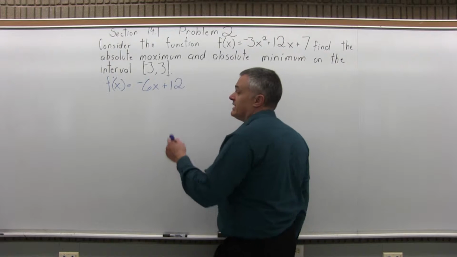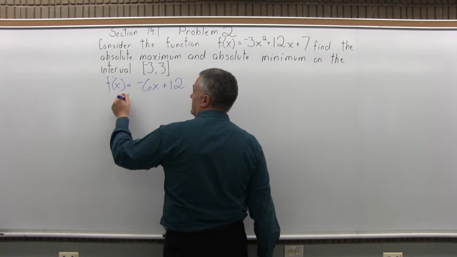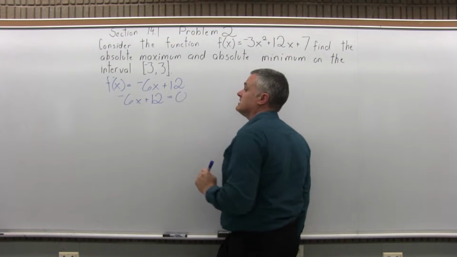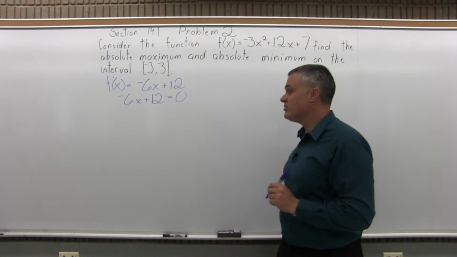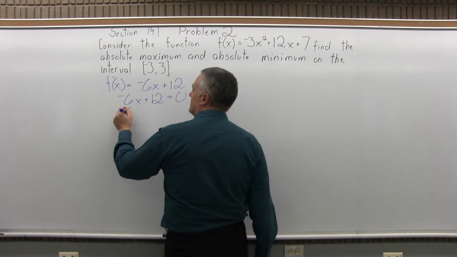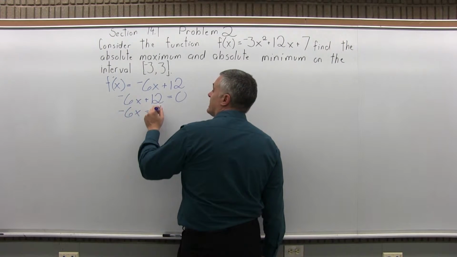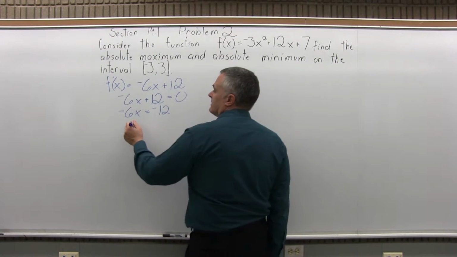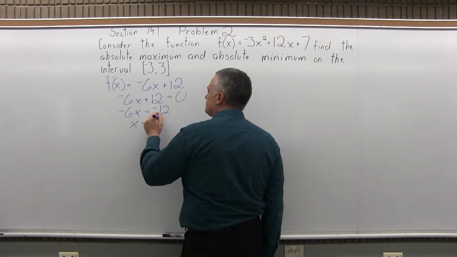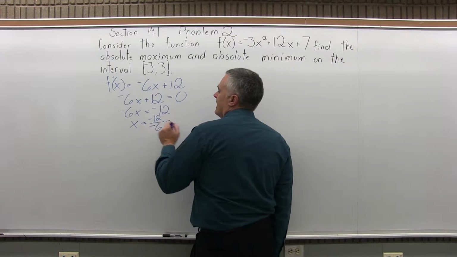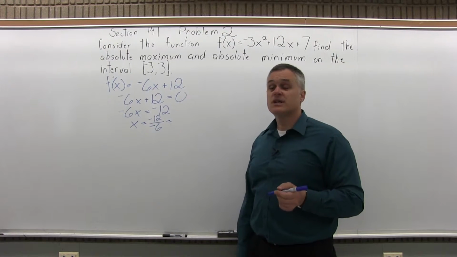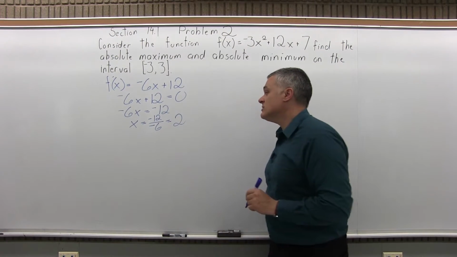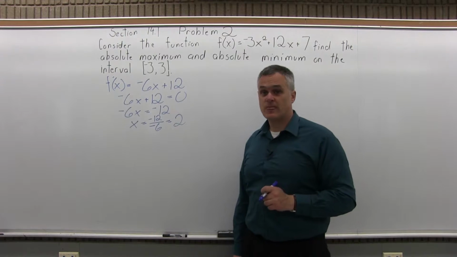So step 2 is set this equal to 0. So I'll have negative 6x plus 12 equals 0. That's an easy step. Step 3, solve for x. So negative 6x equals negative 12. The 12 will come to the right side of the equal sign. Divide out the negative 6. And negative 12 over negative 6, the negatives cancel, and the 12 over 6 reduces to 2. So step 3, the answer is x equals positive 2.